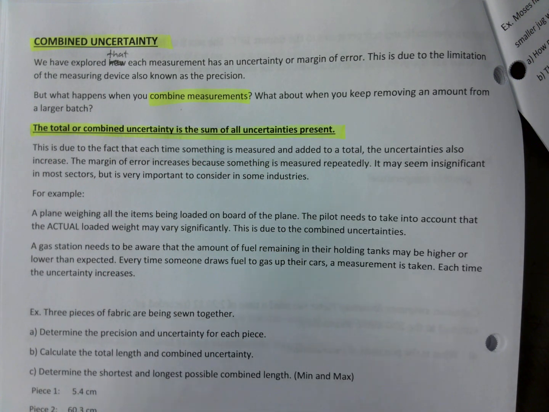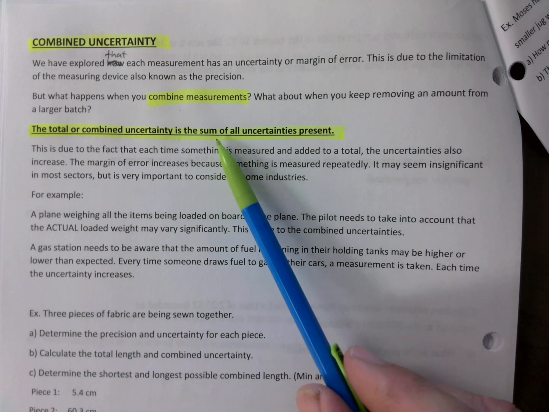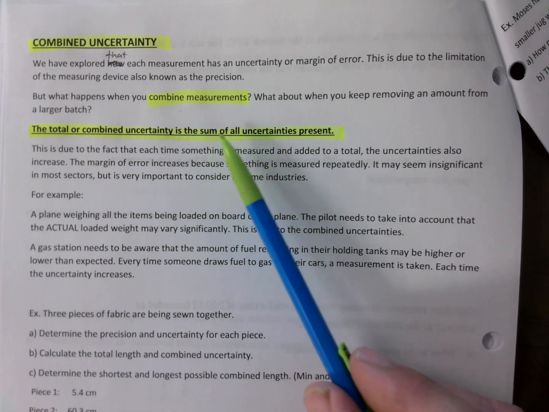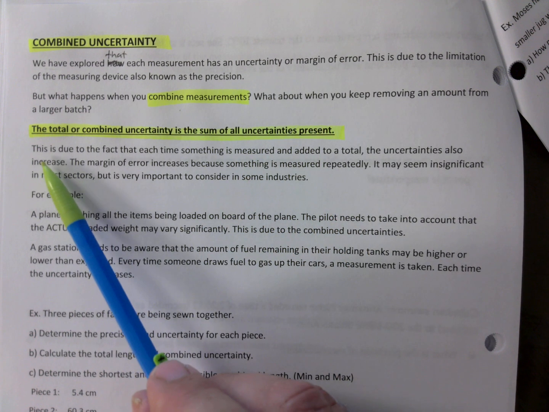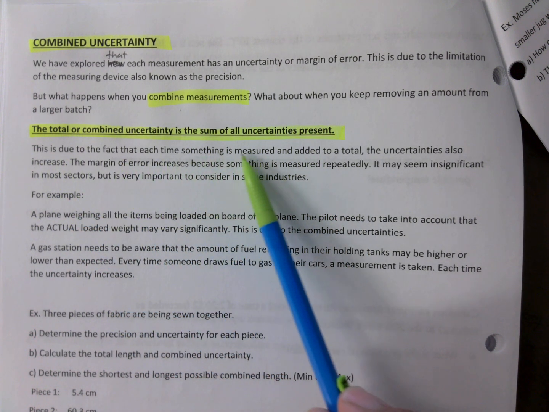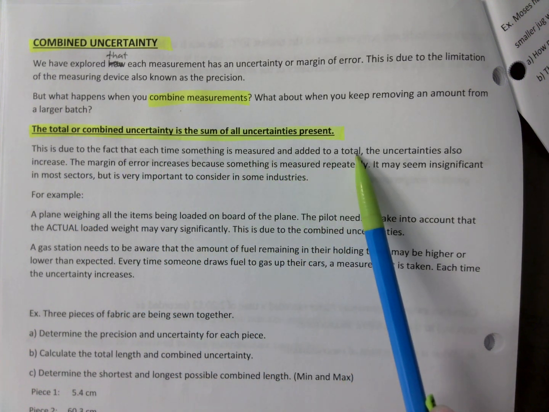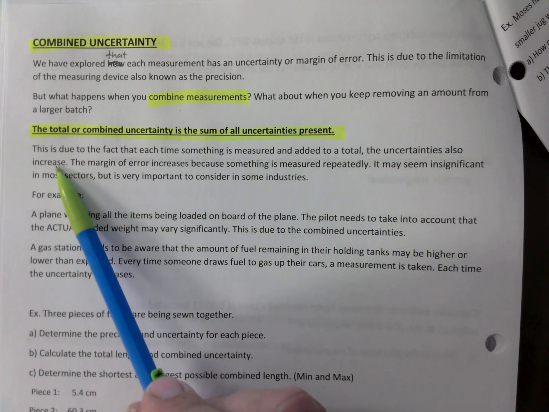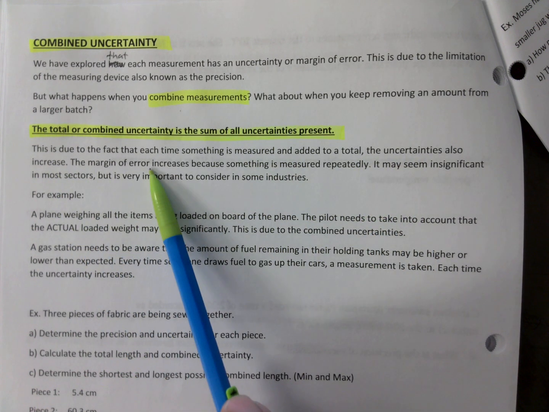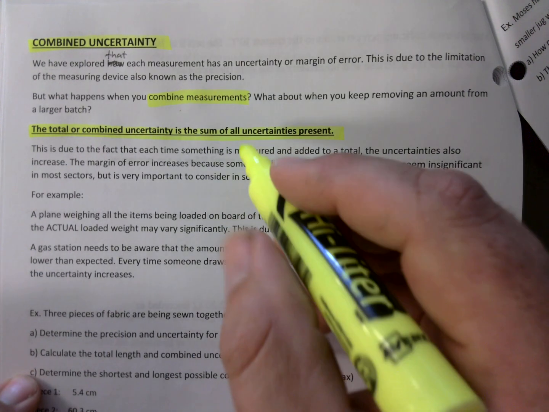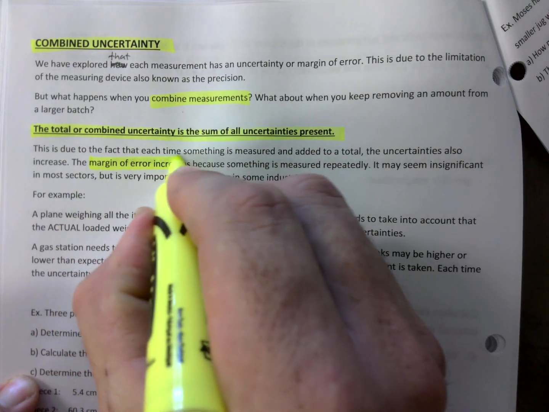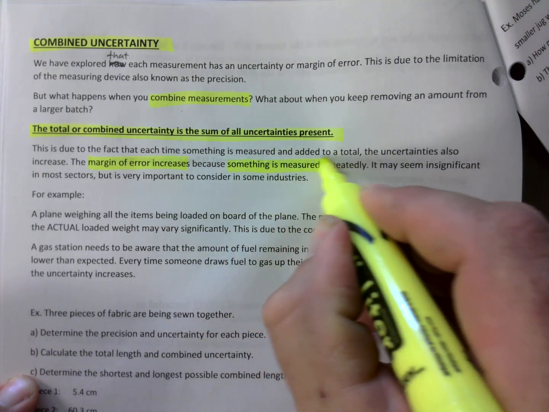The total or combined uncertainty is the sum, the addition, of all the uncertainties that are present. Okay? This is due to the fact that each time something is measured and added to a total, the uncertainties also increase. The margin of error increases because something is measured repeatedly.